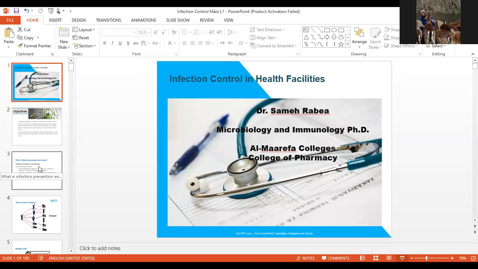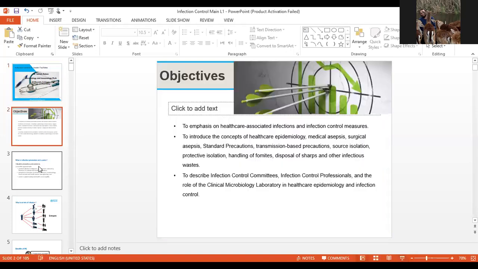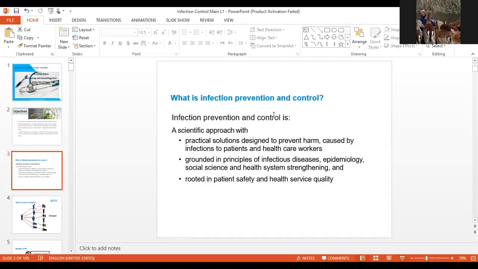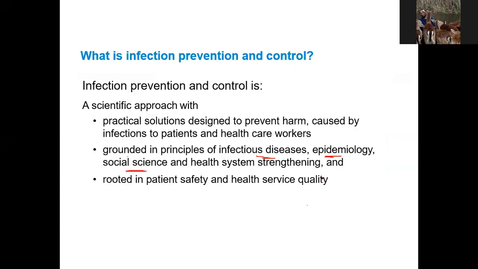Infection control again. Let's repeat this point. Infection control is a scientific and practical approach, according to the WHO definition, designed to prevent harm or diseases caused by infections. وزي ما قلنا, infections can be caused by different types of microorganisms: bacteria, viruses, parasites or fungi, to patients and healthcare workers, and we can also add communities.